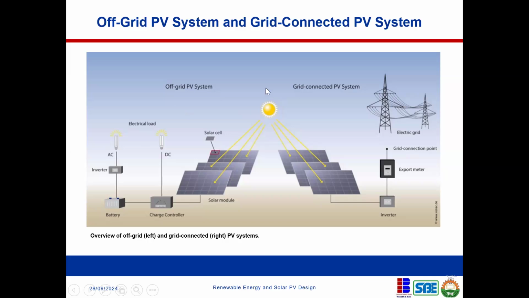So the basic difference between the off-grid and the grid-connected is what this diagram has depicted. For the off-grid, you have a solar module that is generating electricity from the sun. Then you pass it through a charge controller. Now, if you need this electricity in DC, you might not need an inverter.